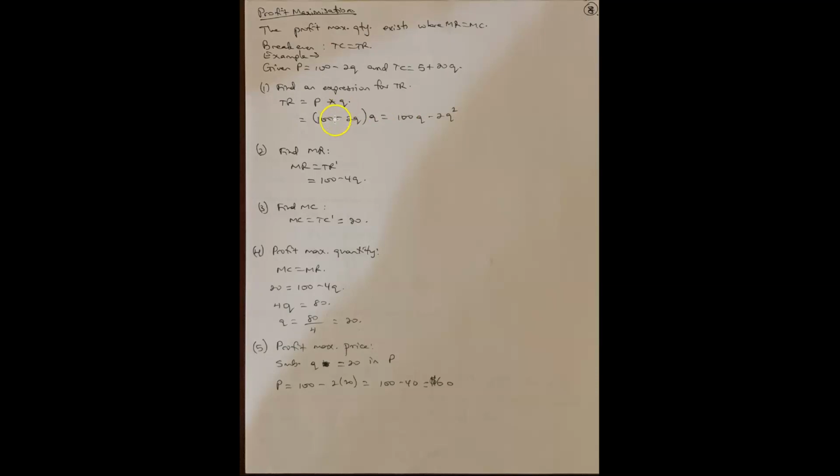Now let's look at profit maximization. The profit maximizing quantity would exist where your marginal revenue is equal to your marginal cost. Remember, when you want to find your profit maximizing quantity level, that would exist where your marginal revenue is equal to your marginal cost. And of course, we know that whenever you want to simply break even, total cost is equal to total revenue. Well, let's look at an example here.